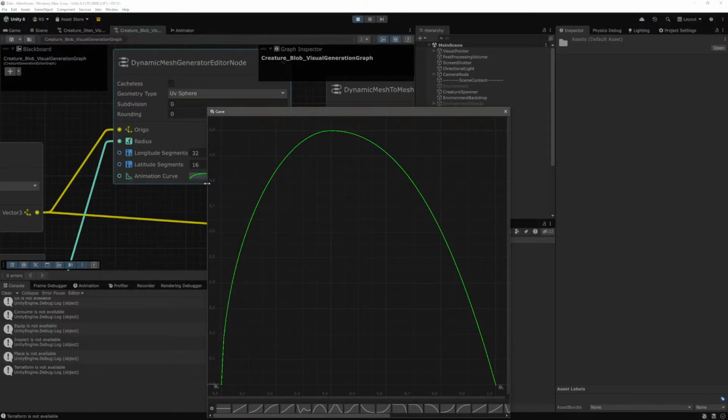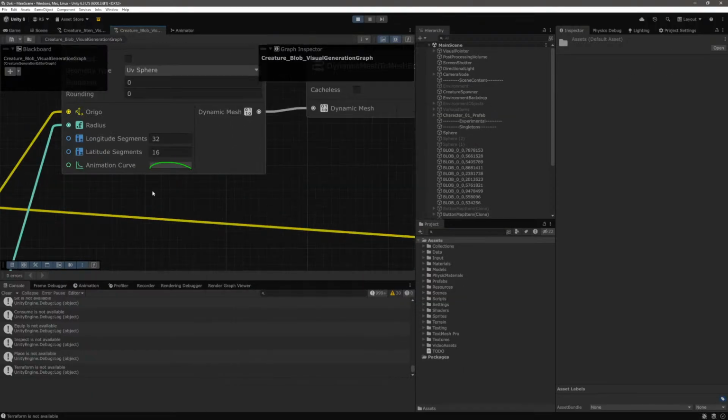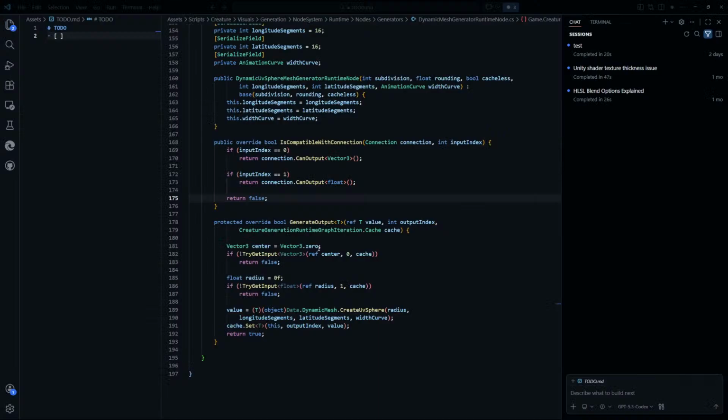This animation curve for blobs decides the thickness along the vertical line or the height, but we're probably going to use it for some other stuff. Yeah, definitely we can do a lot of cool stuff with it.